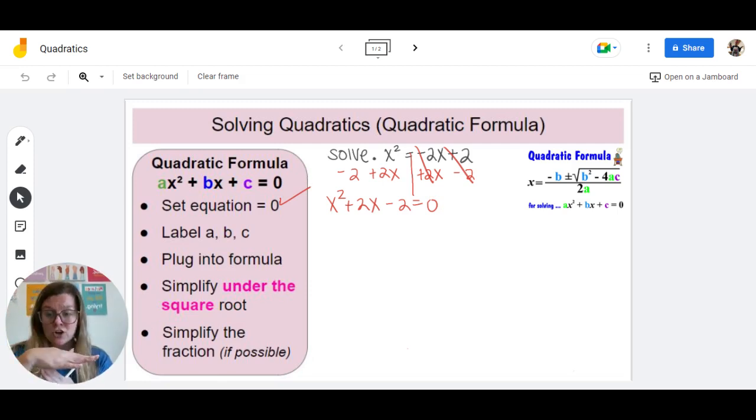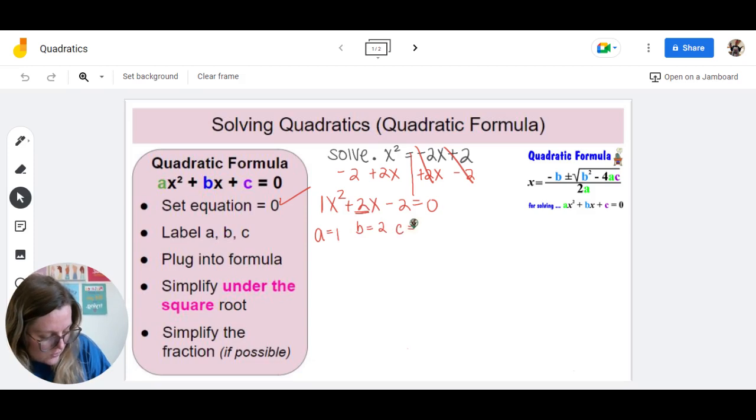I'm going to try my t-chart to see if I can factor. When I do my t-chart, none of the values will work. So that tells me that I get to use quadratic formula. So quadratic formula, we're going to label A, B, and C. Remember, the value in front of x squared is a 1. So there's my A value. My B value is what's in front of the x, which is 2. And then my C value is just the number, which is negative 2. Make sure you take the sign of whatever the values are.